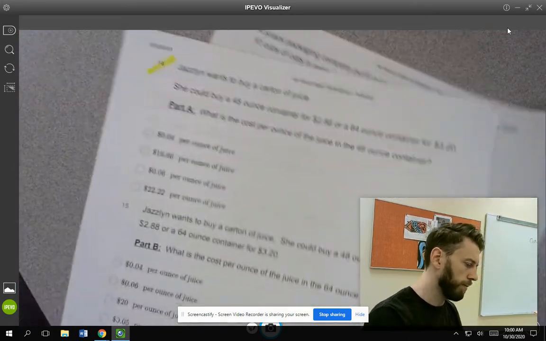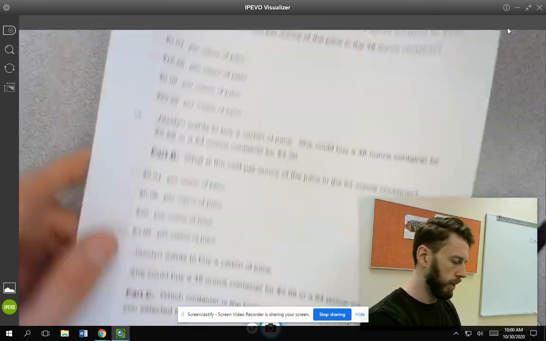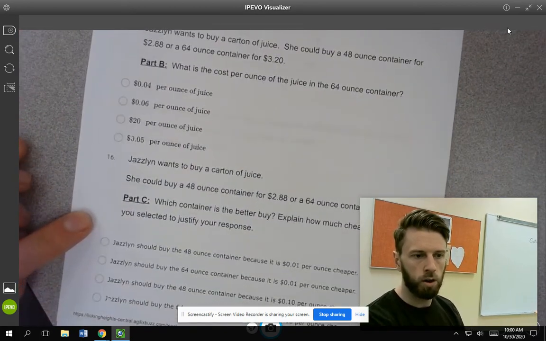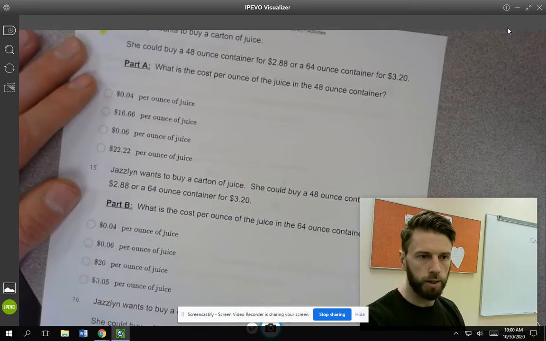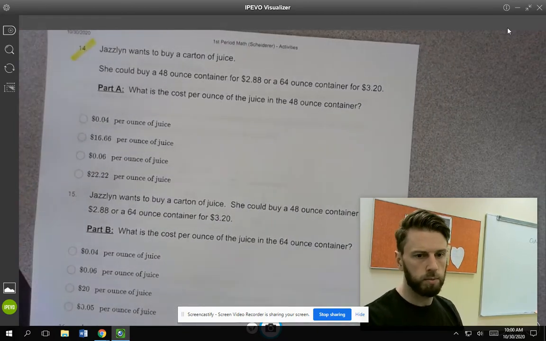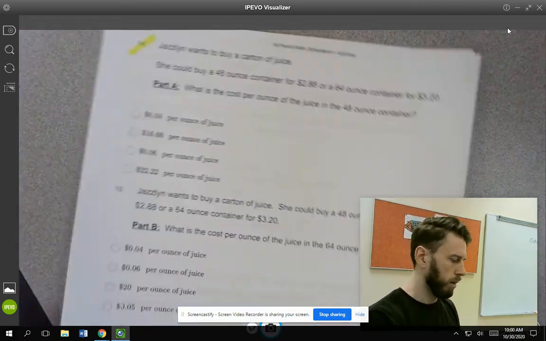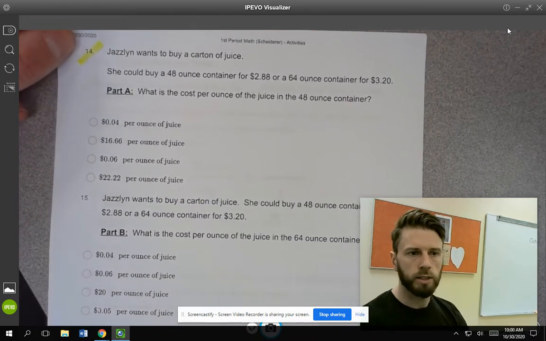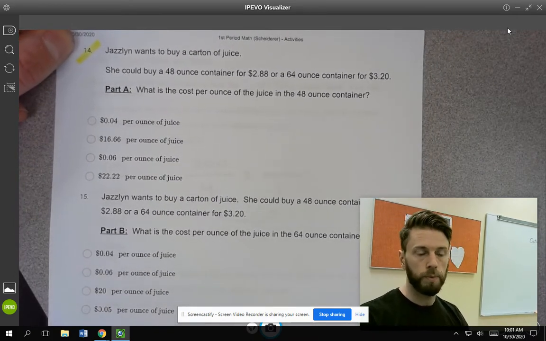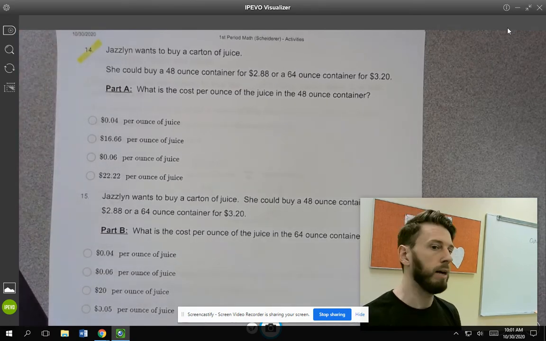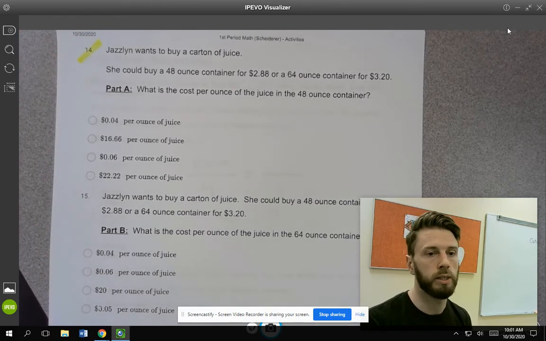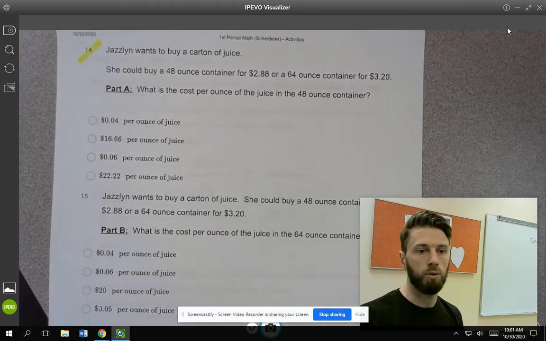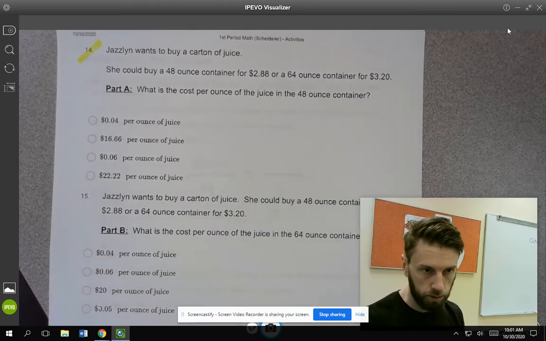The next one I want to go over is going to be problem number 14. And 14 is a three-parter here. 14, 15, 16 are all the same problem with different questions. So we'll start here on part A on number 14. It says Jaslyn wants to buy a carton of juice. She could buy a 48-ounce container for $2.88 or a 64-ounce container for $3.20. What is the cost per ounce of the juice in the 48-ounce container?